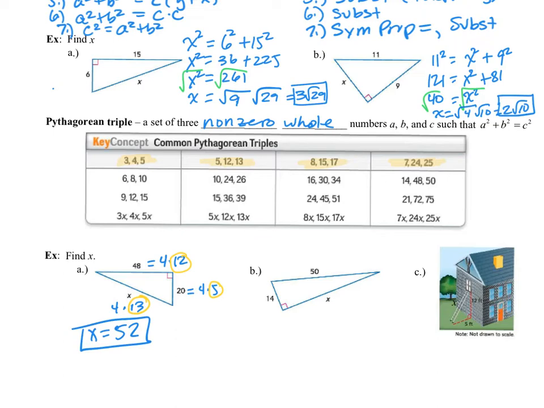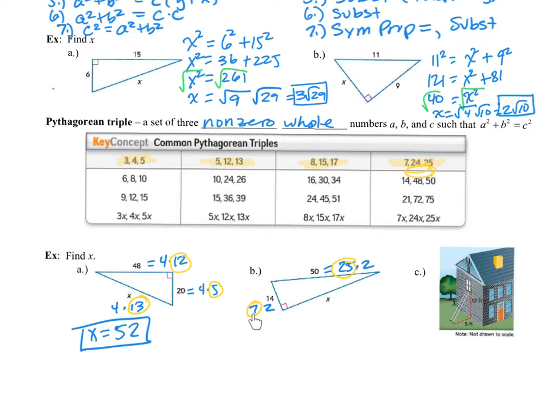Well, as I look at 14 and 50, I'm kind of thinking about this Pythagorean triple, 7, 24, 25. So notice that 50 is equal to 25 times 2, and 14 is equal to 7 times 2. So remember 7, 24, 25 is a Pythagorean triple.